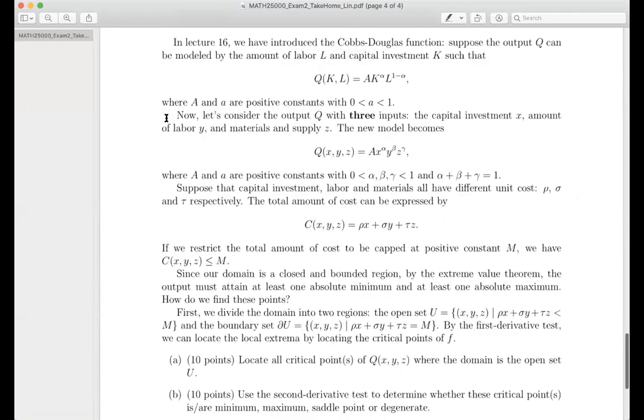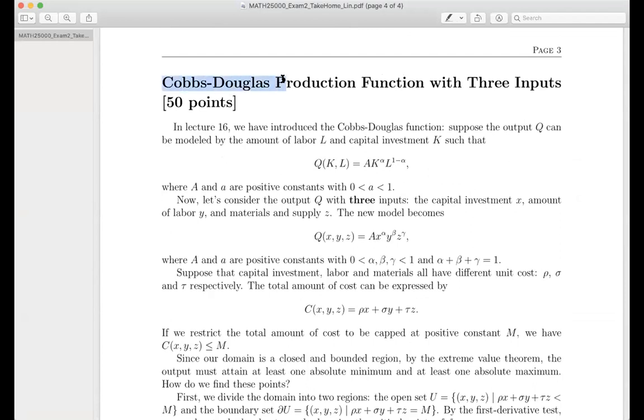All right. The second one is Cobb-Douglas production function with 3 inputs. In the class, we did the production function with 2 inputs. Right? And basically, now you have 3 inputs. The number of the capital investment, right? Basically, could be the equipment, etc. Amount of labor, and the number of materials and supplies. So now you have 3 variables, and the function reads like this.